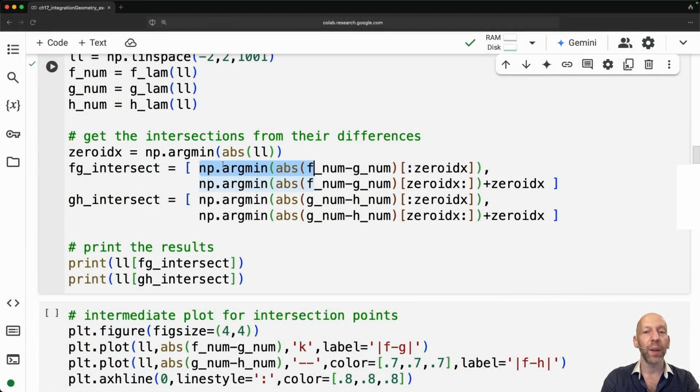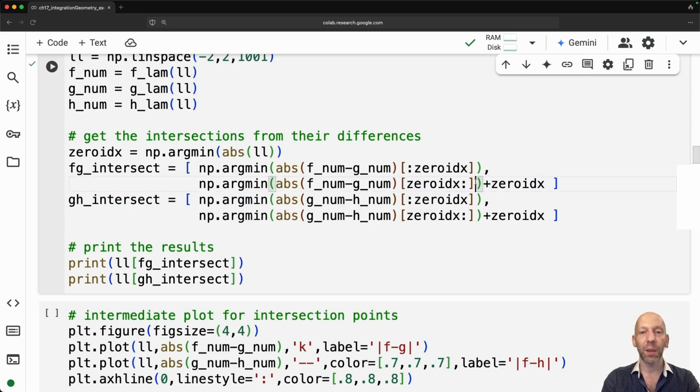And that is what you see here. So this variable fg intersect is where function f and function g intersect each other. You can see I'm creating this to be a list with two elements. This is the first element, and this is the absolute value of the difference between these functions from the beginning of the vector up until the 0 index, which is where lambda equals 0. And then I have what looks like exactly the same code, but notice the indexing is different. Here I'm going from 0 to the end. Okay, so this is for the first part, and this is for the second part of the function, so the second intersection point.